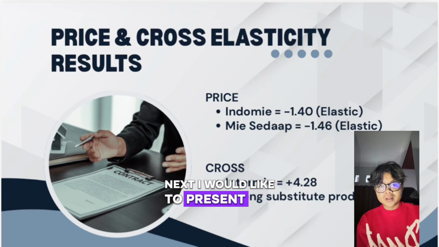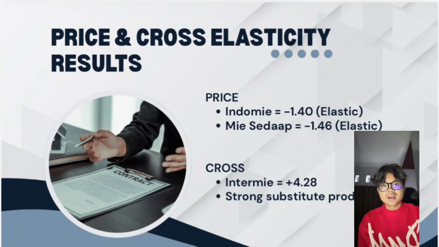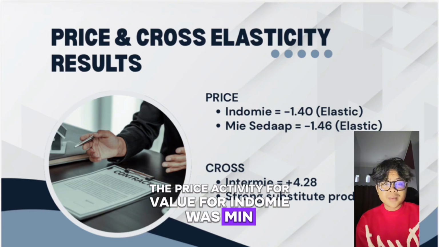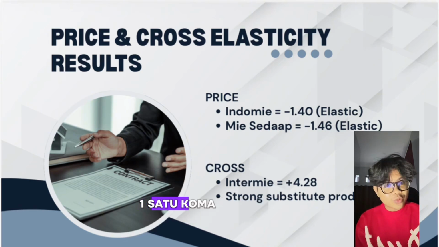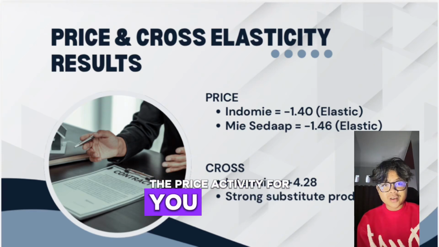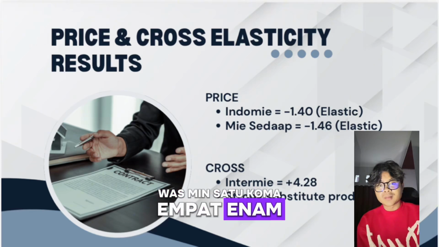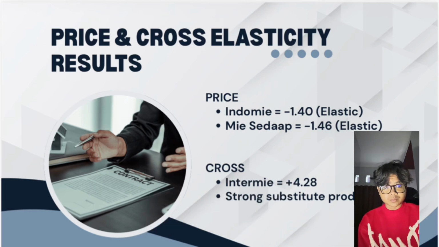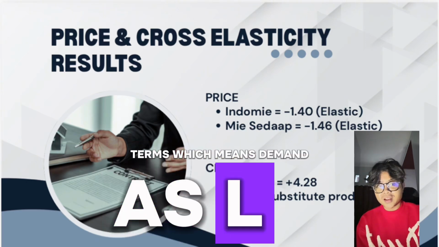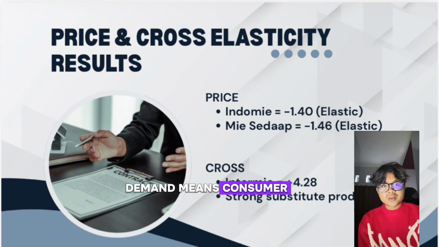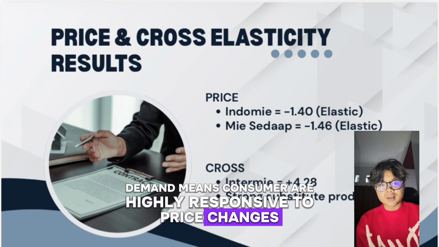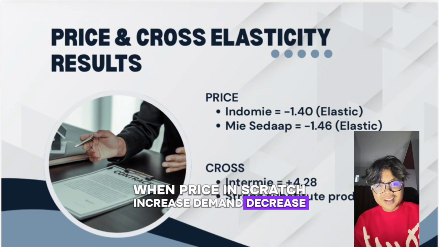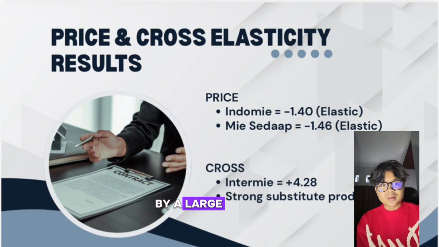Next, I would like to present the result of the elasticity calculation. The price elasticity value for Indomie was 1,40. The price elasticity value for Mie Sedap was 1,46. Both values are greater than 1 in absolute terms, which means demand is elastic. And elastic demand means consumers are highly responsive to price change. When price increases, demand decreases by a large percentage.